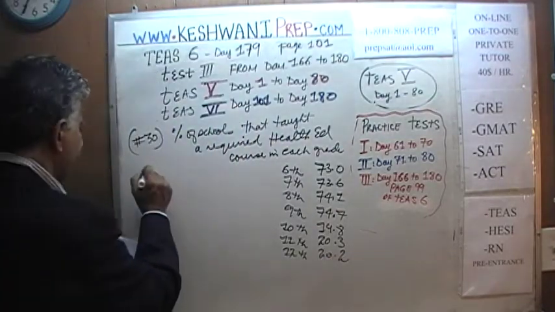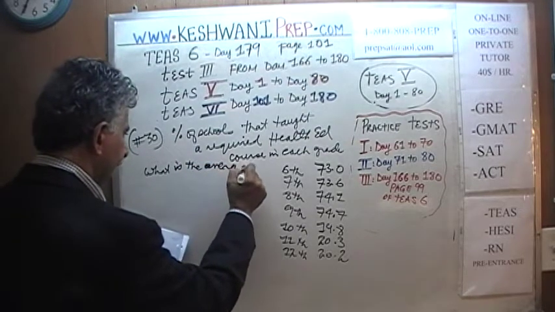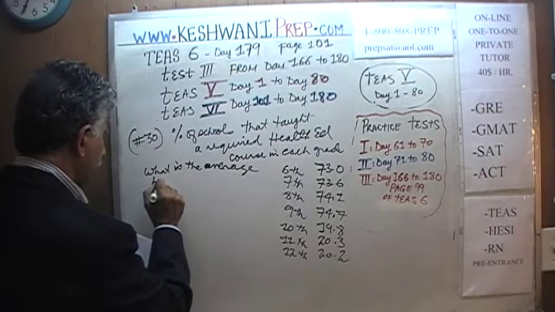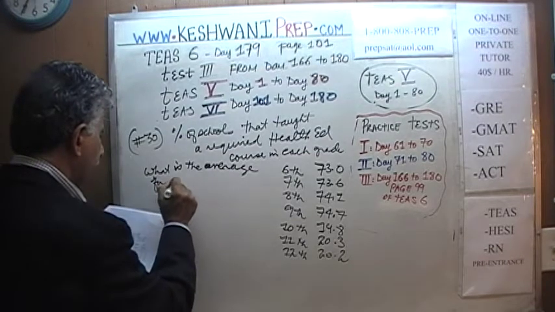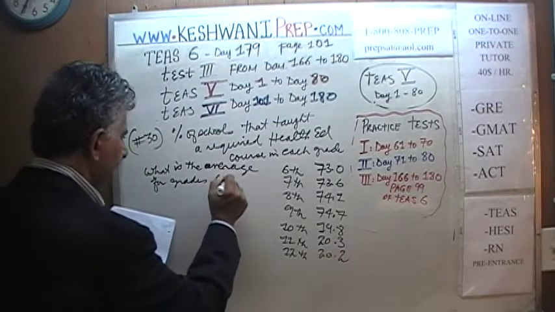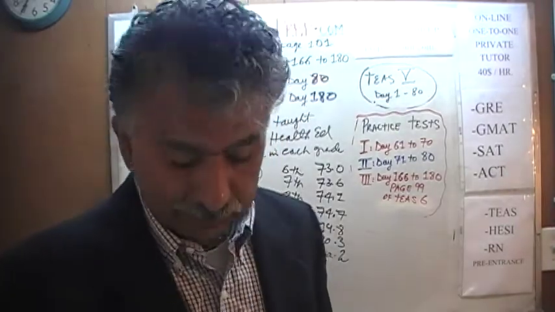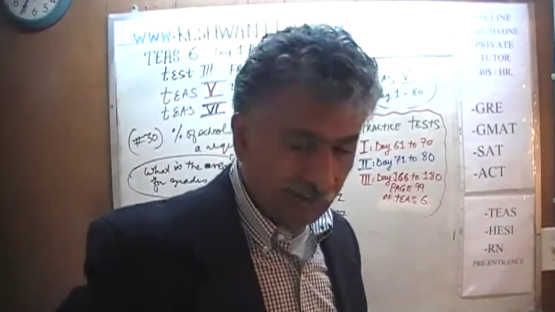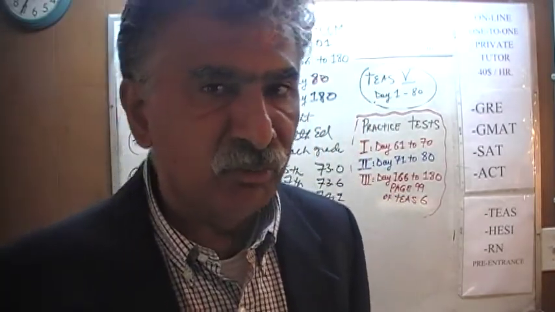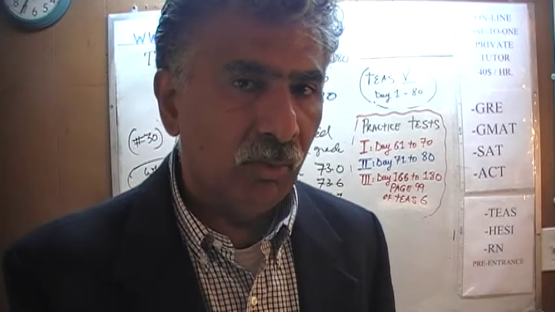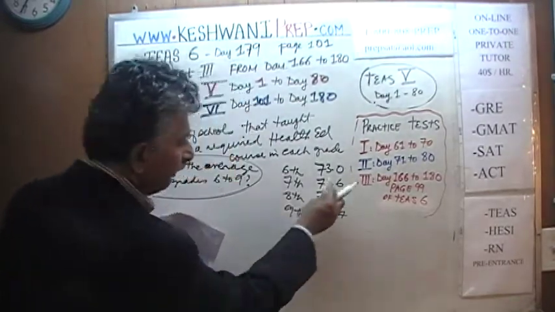And the question is, what is the average for grades 6 through 9? Even though the actual bar graph gives us the reading for 10th grade, 11th grade, and 12th grade, we're not interested in those. We just want to know the average percentage of schools that taught this particular health education course. We don't need 10th, 11th, 12th grade. We're just looking for the average of these four numbers.